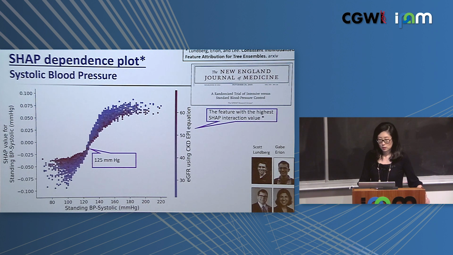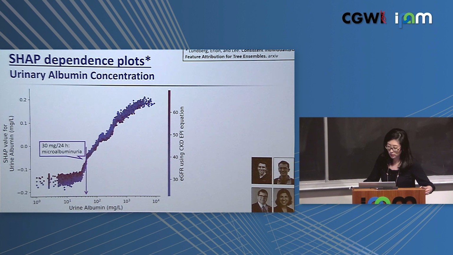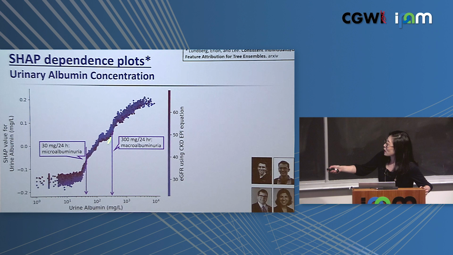Okay, the SHAP plot on the urinary albumin concentration is also interesting, because the interesting inflection point was at 30, which is the medical definition of microalbuminuria. 3,300 was not really captured, but it's the medical definition for macroalbuminuria, right?